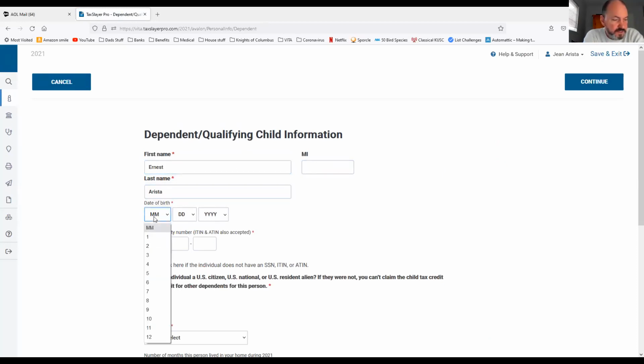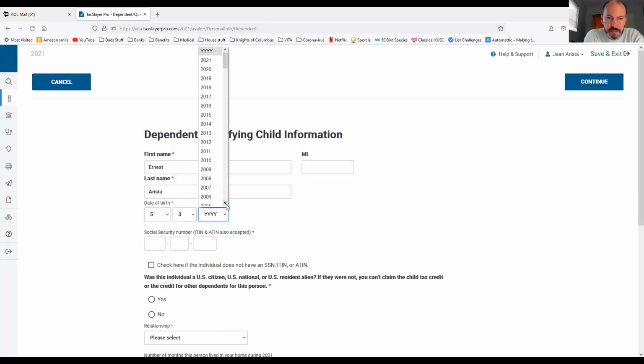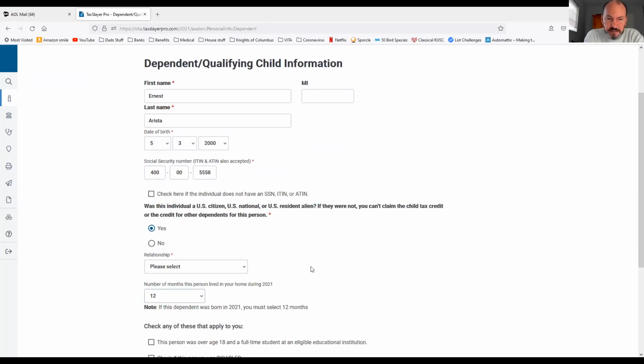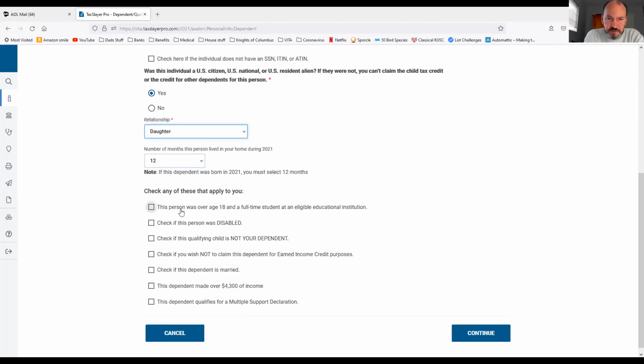And he was born on May 3rd of 2000. And his social is 400-00-5558. And he is a US citizen, so we'll indicate that. And he is the son. He lives in the home.